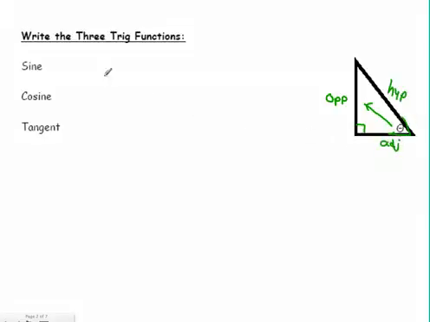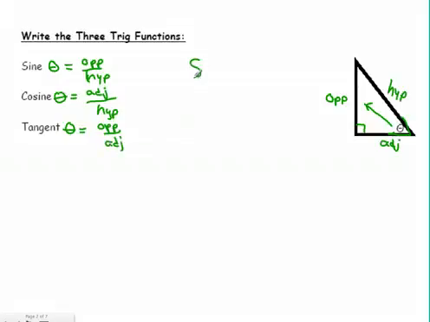The trig functions, remember that these are SOHCAHTOA, so we would say the sine of theta is always equal to the opposite over the hypotenuse. That was the SOH part of it. The cosine of theta, whatever your angle might be, is going to equal the adjacent over the hypotenuse. And finally, the tangent of theta is going to equal your opposite over your adjacent. And remember, the way to remember this is SOHCAHTOA.